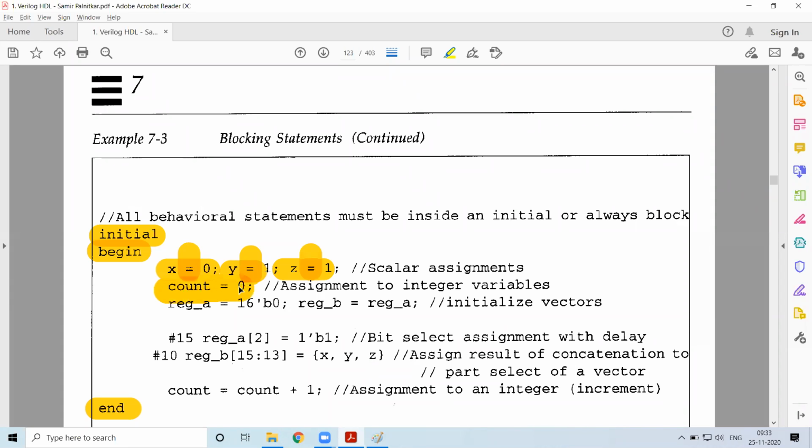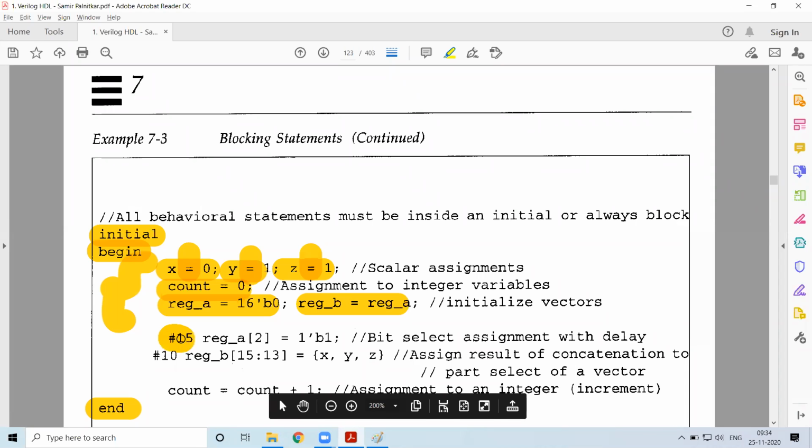Here you can see that count is equal to 0, reg A is this one, and reg B and reg A are both initialized to be equal. You are not specifying any delays. Once one assignment is done, only then does it go to the next. The simulation starts at time unit 0, so at time unit 0 these assignments happen: first x is assigned 0, y is assigned 1, z is assigned 1, and it continues up to this point.